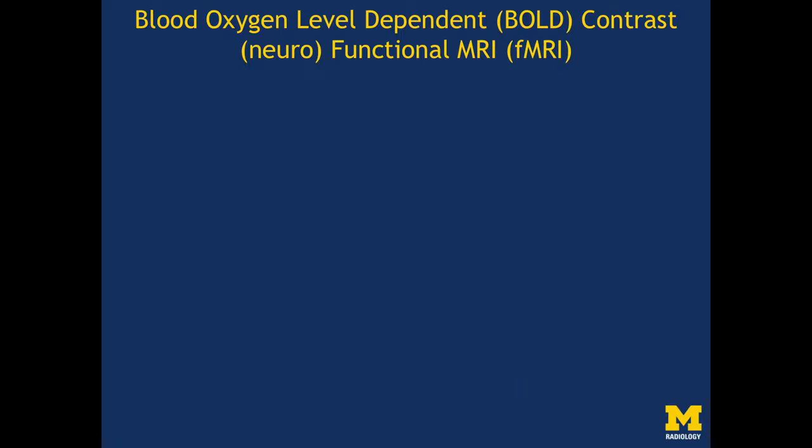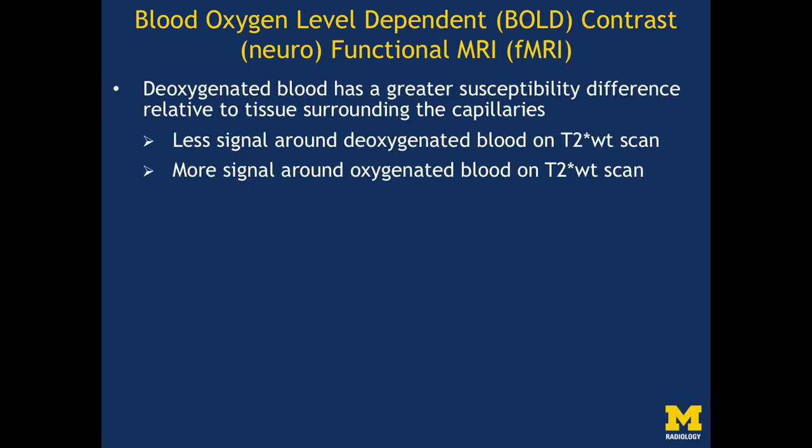Blood oxygen level dependent contrast. It's often used and was first applied for neurofunctional MRI or fMRI. The oxygen level in blood affects the magnetic susceptibility of blood relative to the surrounding tissue. We get less signal from deoxygenated blood on a T2 star weighted scan. We get more signal from oxygenated blood on a T2 star weighted scan.